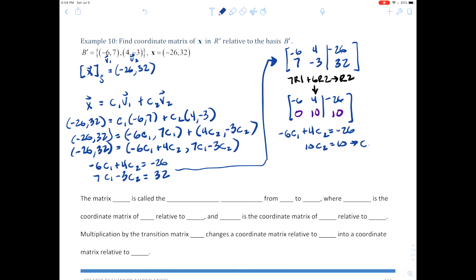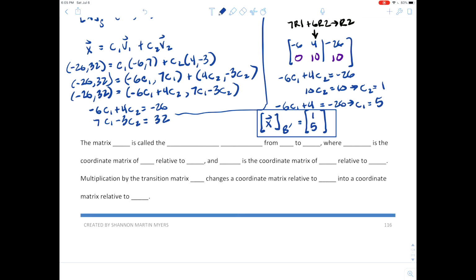So that's going to give us c2 equals 1. And if c2 equals 1, then negative 6c1 plus 4 would be negative 26. So then c1 would equal 5. Groovy? So the coordinate matrix of x relative to B prime is equal to 1, 5. Cool? All right, so let's talk a little bit about what's going on.